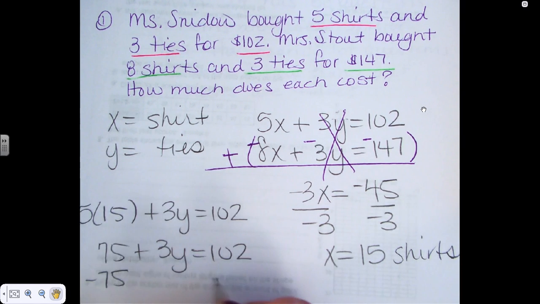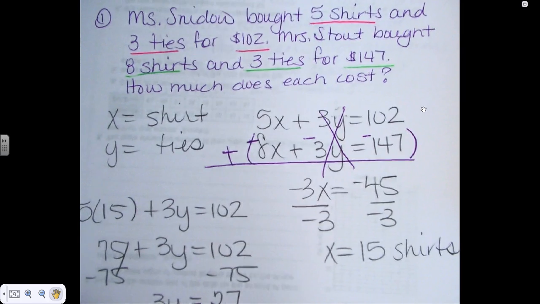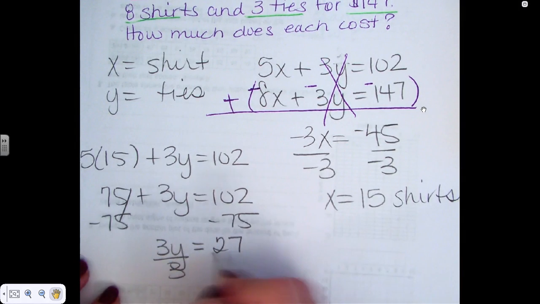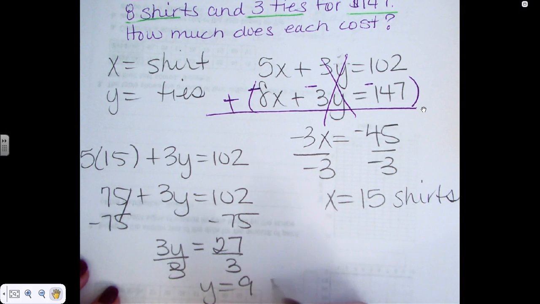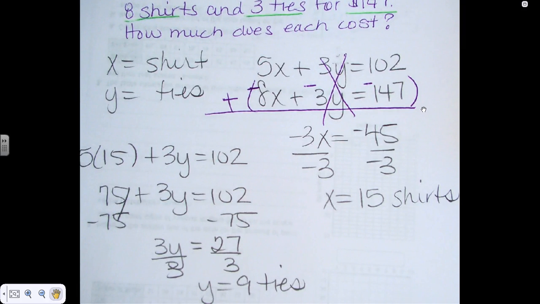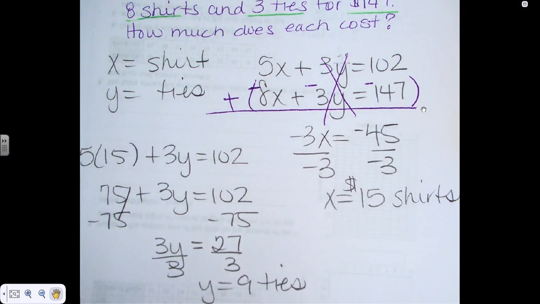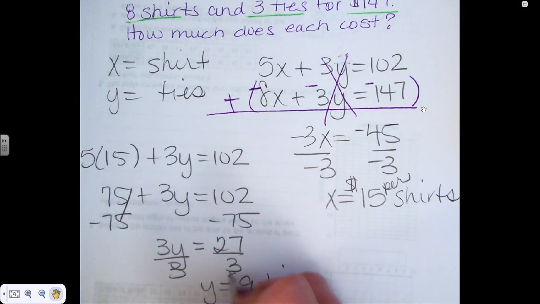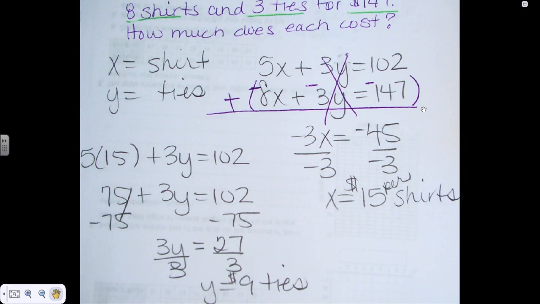subtract 75, and when I subtract here, I get 27. Oh, I'm off the page again, sorry. Divide by 3, so y is 9. And what does that represent? 9 ties. So we bought, I'm sorry, it's not 15 shirts, it's $15 per shirt, and it's $9 per tie. So each shirt costs $15, each tie costs $9.